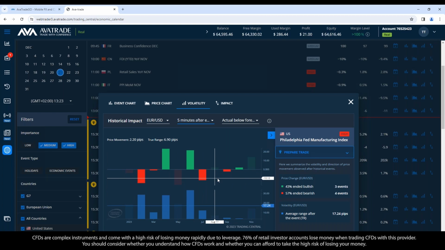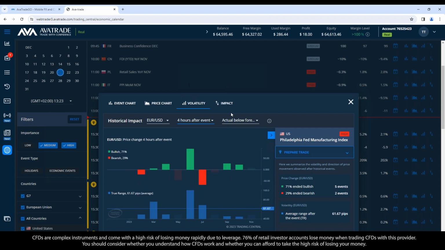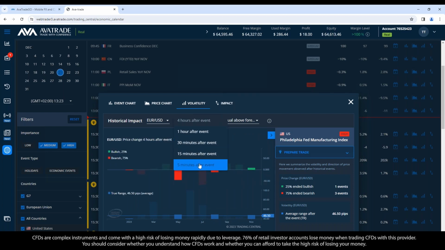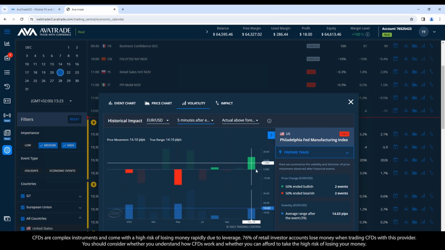It was a false move. They went the opposite direction than what they ended up after 4 hours. And we see that effect often. The ones that when it came in above forecast and ended up down after 4 hours, in the first 5 minutes, did any of them have a false move? A couple of them went up in the first 5 minutes.